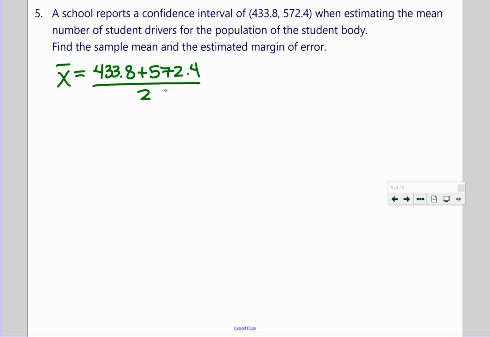Add them together, divide by 2. So 433.8 plus 572.4 divided by 2, 503.1 is my sample mean. The other thing we need is E, the estimated margin of error. So if I know the mean, the X bar value, right in the middle, how do I find E, the margin of error?